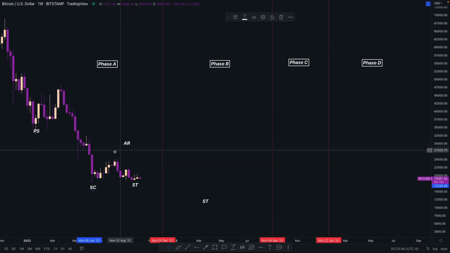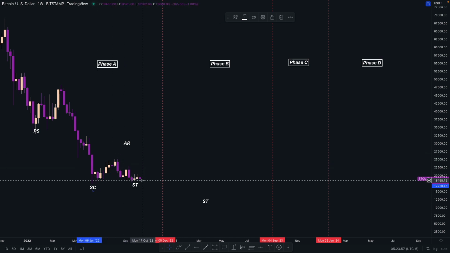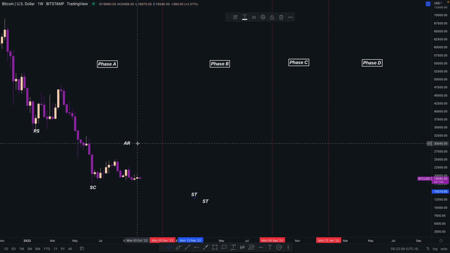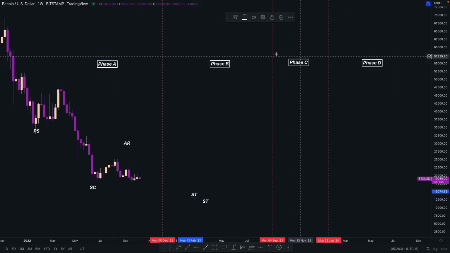Then what you get is an automatic rally, basically something where there's a lot of support, a lot of buying resistance at the bottom, and so then the markets go up. Now the one thing that I want to hone in on here is that there are four phases. Phase A is basically your markdown.